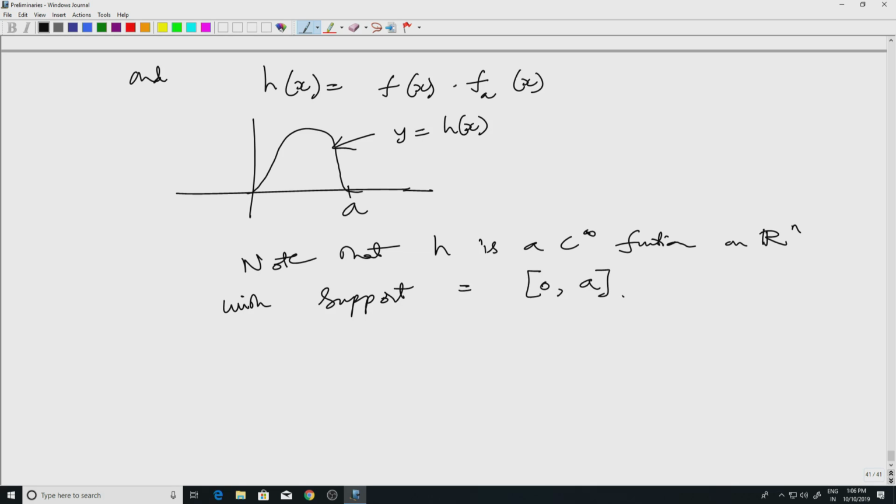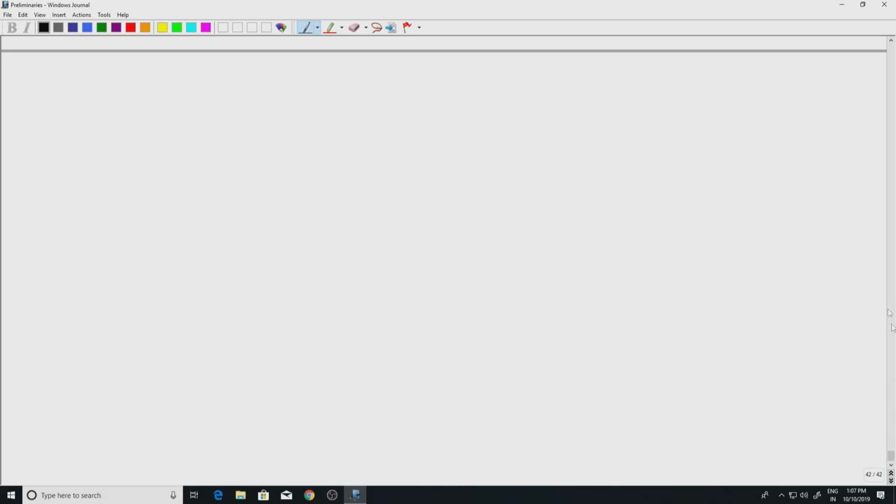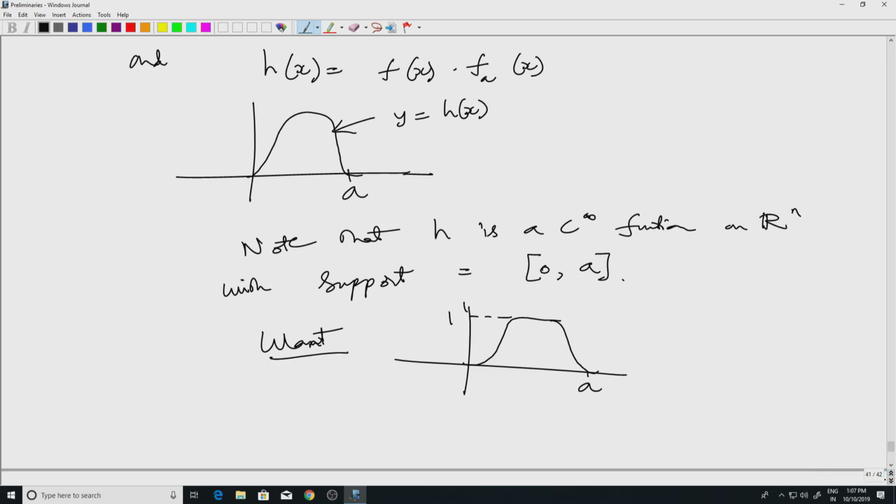But we want to do something better than this. What I want to construct is a C infinity function which is identically 1 in a smaller subinterval of 0 to a, and 0 outside 0 to a. So I want something that becomes flat at the top and then descends to 0. Let us say this is 1. A C infinity function whose graph looks like this. There is a nice trick to accomplish that. So that was step 2.